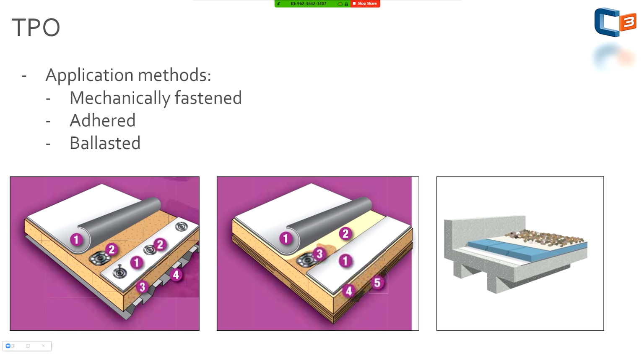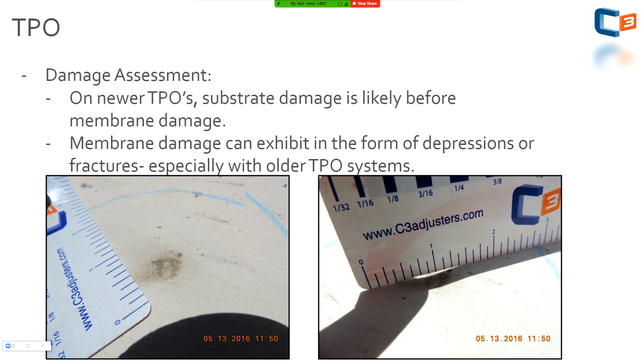Application methods here. So we have mechanically fastened and on the left-hand side, adhered, and ballasted on the right. So I've actually never seen a ballasted TPO, but there are some drawings out there, and they do exist. So again, I've never seen it. I think it's rare in my opinion, but they are out there. So TPO assessment. When we're looking at these on newer TPOs, substrate damage is likely before membrane damage.